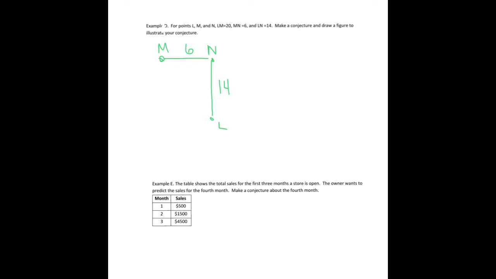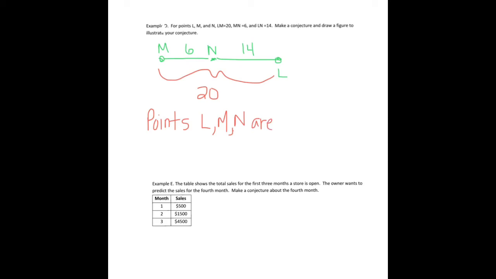But LM equals 20, so I actually need to maybe do it this way. So this is L. LN is 14, and then that means that LM is 20. So make a conjecture and draw a figure to illustrate your conjecture. Well, my conjecture is that points L, M, and N are collinear, with N in between L and M.